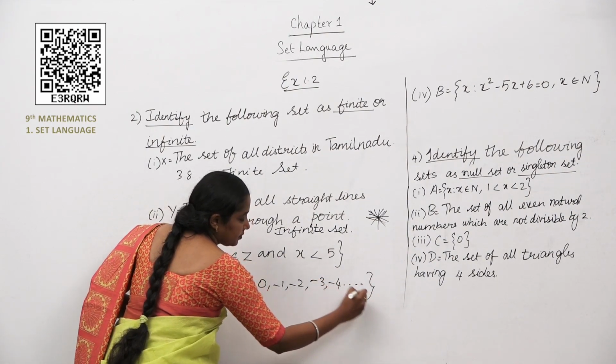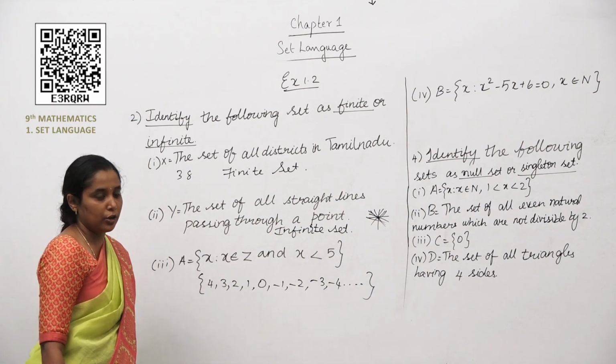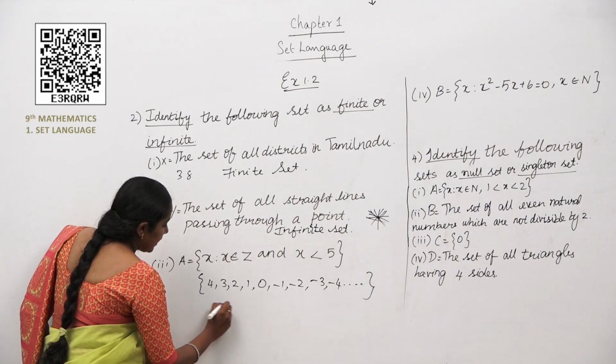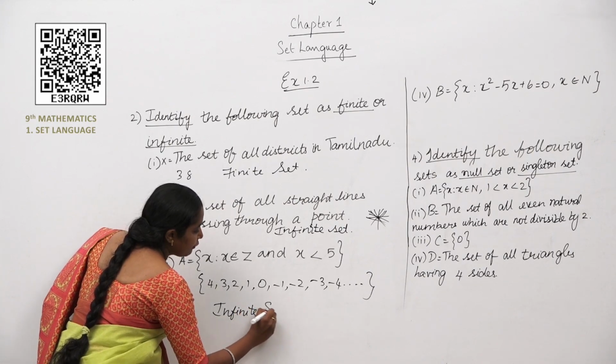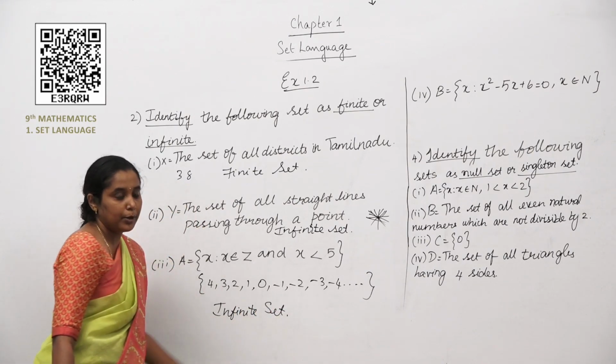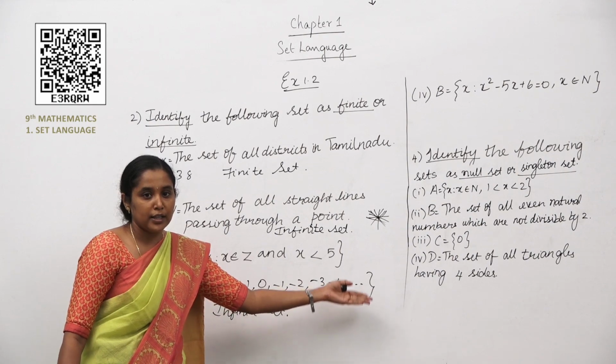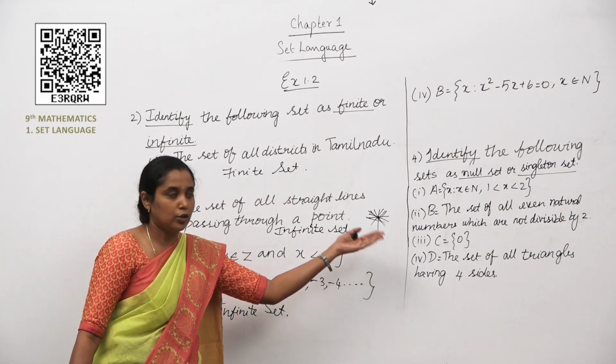So, it goes on till infinity. So, what will you say this set is? It is an infinite set. You will say it as an infinite set, because it goes on minus 4, minus 5, minus 6, it goes on like that.